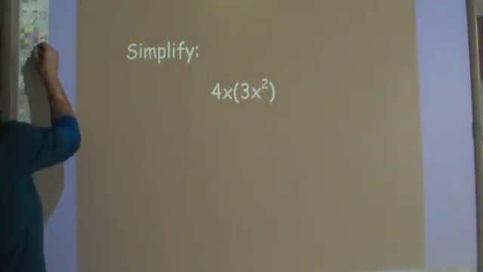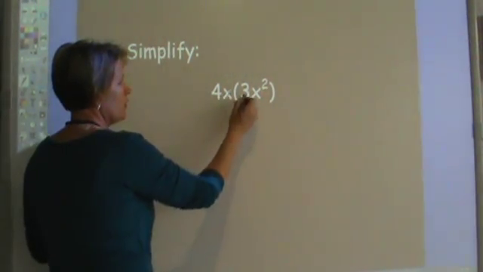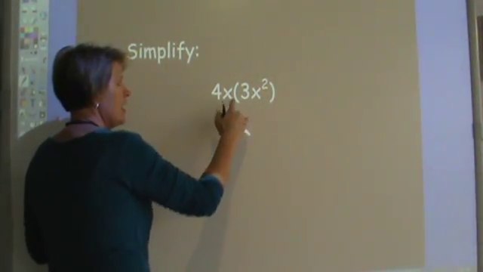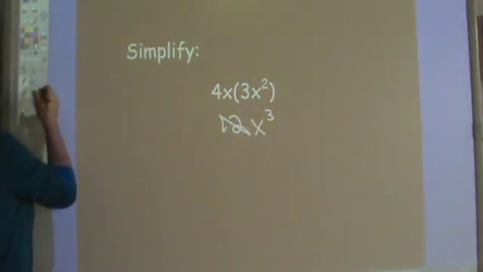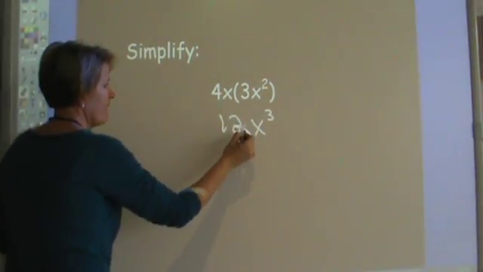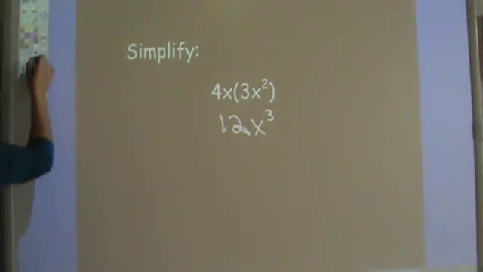Okay, here's multiplying, doesn't matter if they match, so I'm just going to take 4 times 3 is 12, and x times x squared is x cubed. Okay. And that's it. We're done.